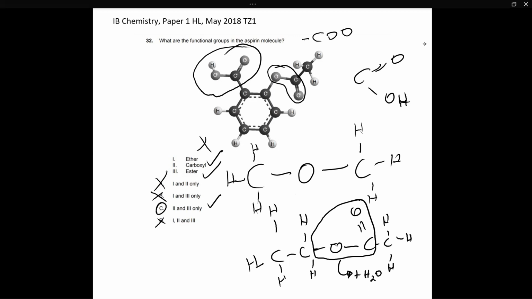And hopefully you have understood these three important functional groups, and now you're prepared to tackle any question which involves these functional groups, or whether you have to draw these or something else.